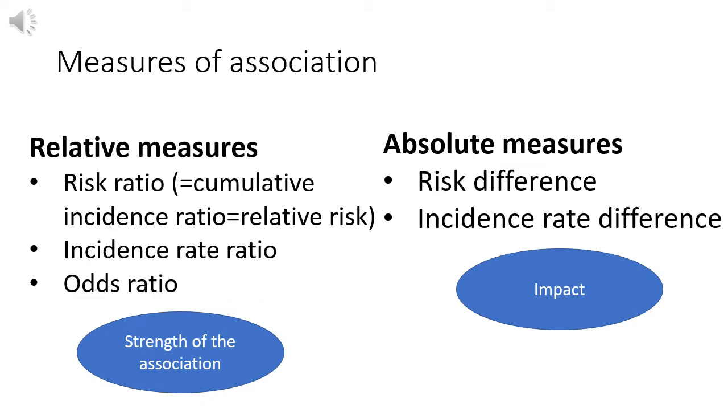The relative and absolute measures of association are compatible with each other. They tell us a little bit of different information. The relative measures inform us about the strength of an association. The absolute measures will inform us more about the impact of an association.